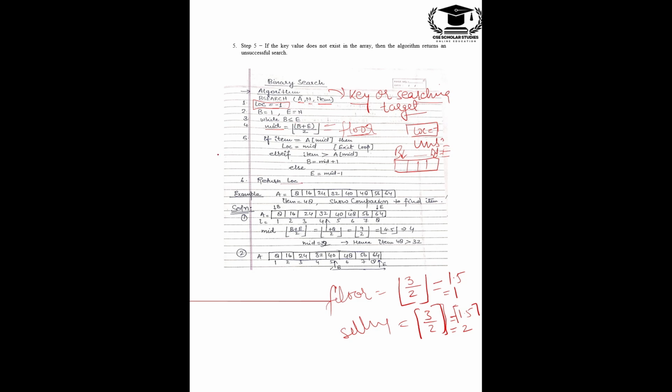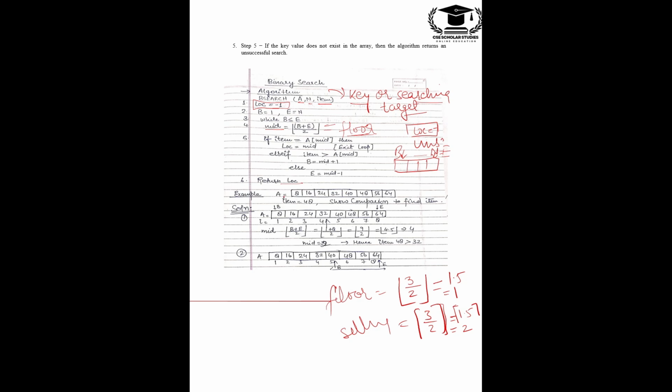This is similar to the previous algorithm, but it is a different way to represent the algorithm of binary search. We can also write this algorithm either way; both are the same, only the representation is different. So let's discuss one example of binary search.